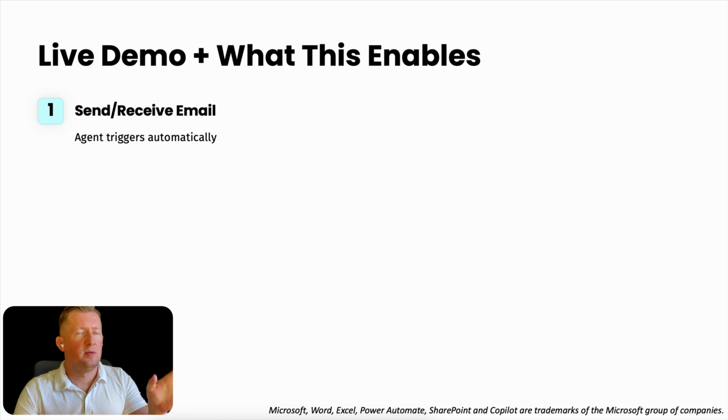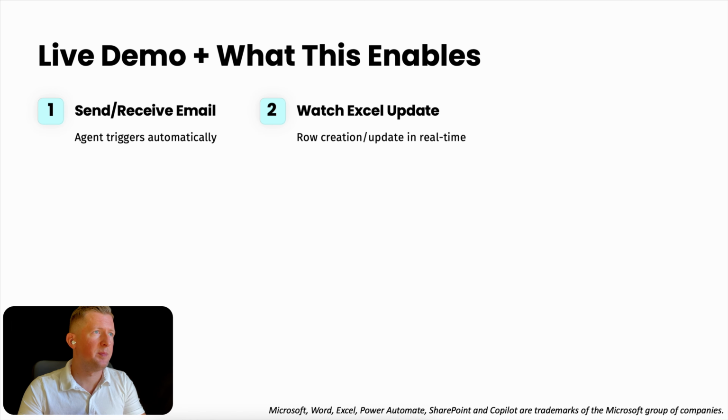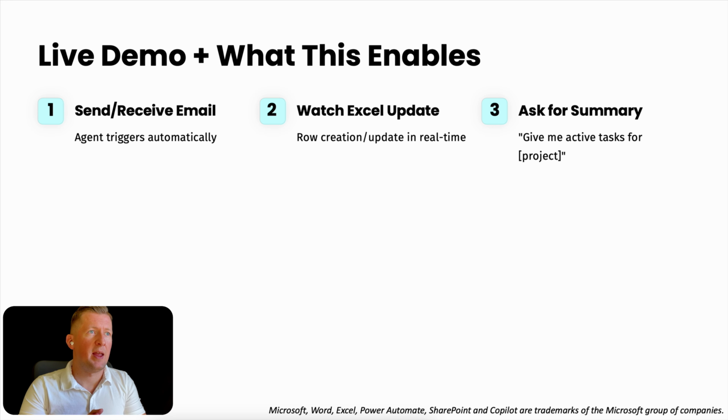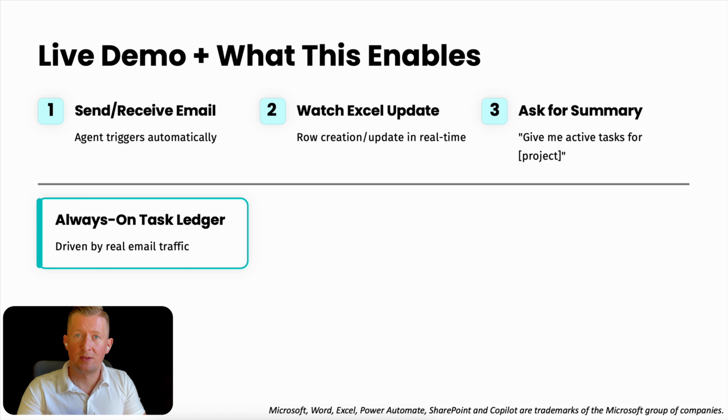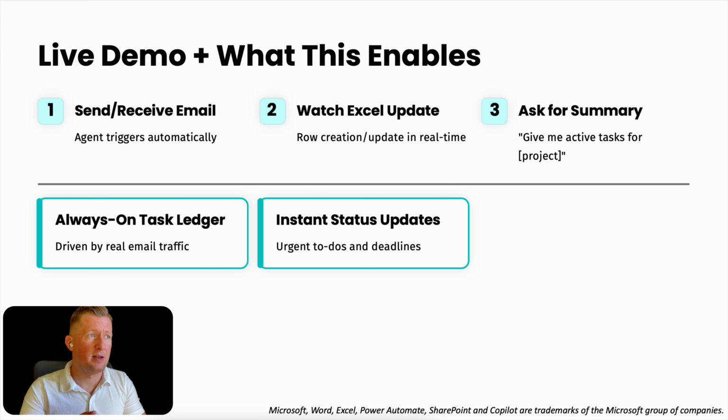Now let me show you how it works, how it can manage some tasks. Basically, with sending and receiving email, the agent is triggered automatically. The Excel is updated in real time, and with the help of the generative orchestration and the GPT-4o model, we can ask for summaries or follow-ups. We are always staying on task ledger. The whole process is driven by real email traffic. There are instant status updates. All urgent to-dos and deadlines can be asked.